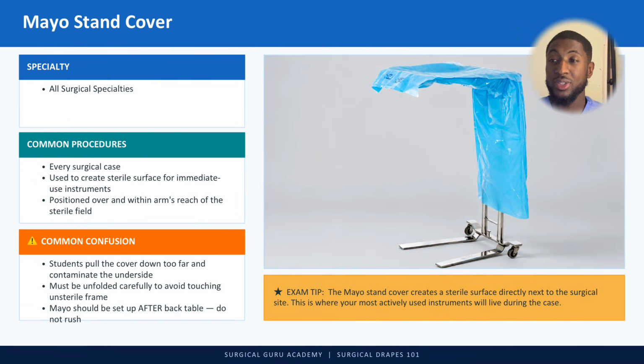Next is your Mayo stand cover. You put your Mayo stand cover on your Mayo stand. Your Mayo stand is your workstation. It is where you have everything that you're going to need first, second, and third. You can't have everything that's on your table on the Mayo stand because it's too much stuff, but the Mayo stand is basically in between the sterile field and your back table, and it's where you keep instruments.